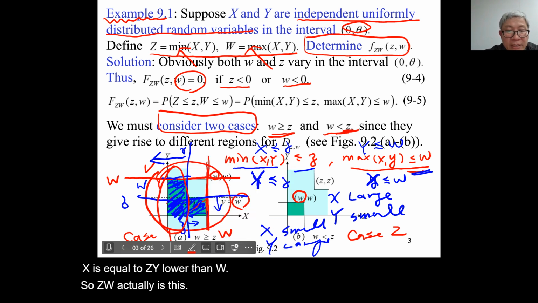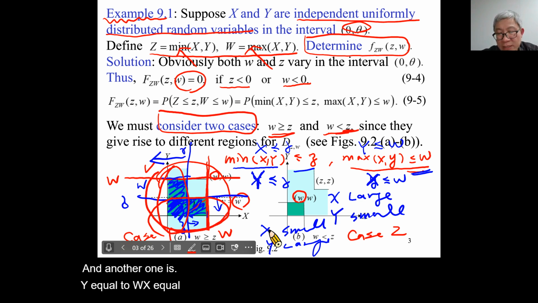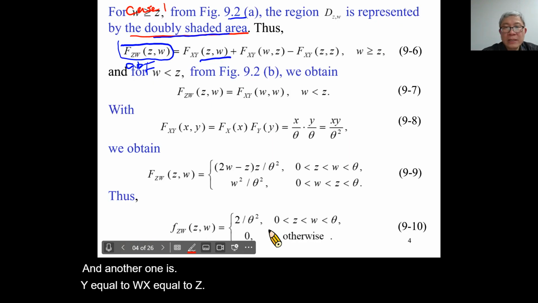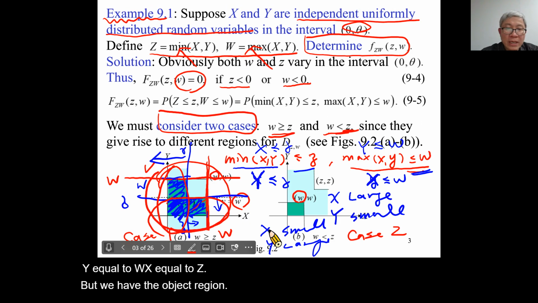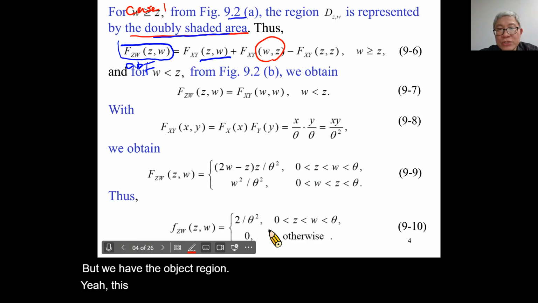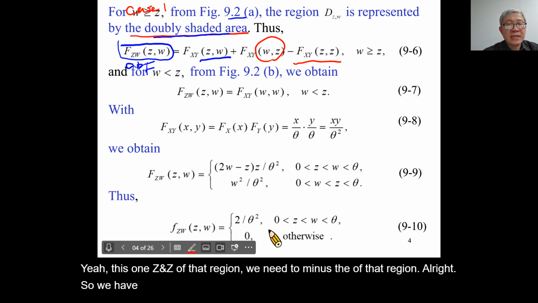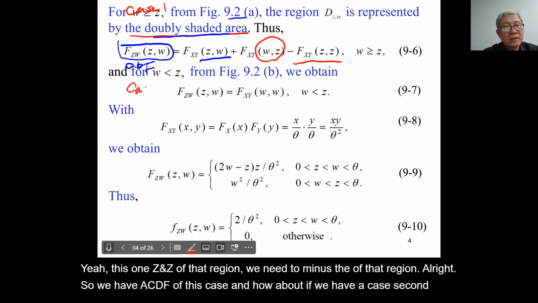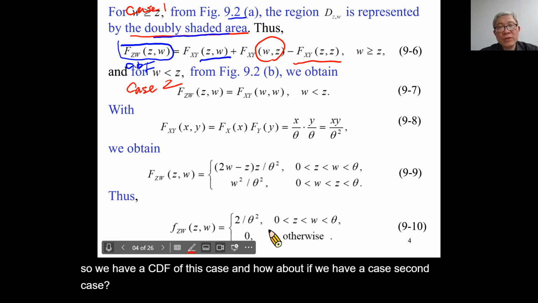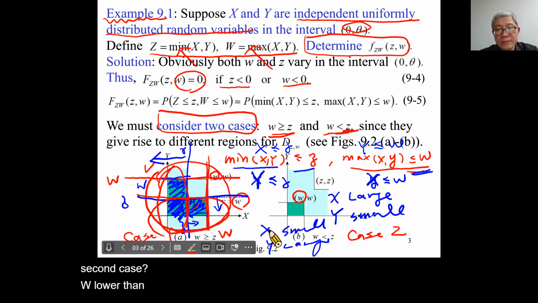And another one is y equal to w, x equal to z. But we have the overlap region. Here, this one, z and z, overlap region. We need to minus the overlap region. Alright, so we have a CDF for this case. And how about if we have a case, second case? W lower than z. So let me erase this.